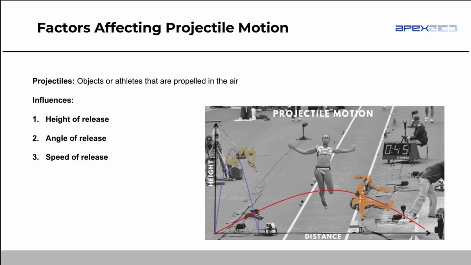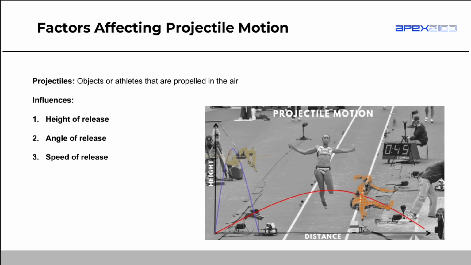So the height of release. If we're thinking about this example here, we've got the high jumper and the long jumper. Now the height of release is going to be the same if we're talking about moving an athlete. It's always going to be the floor, right? The person is always leaving from the floor. So in the long jump or the high jump, the height of release is going to be the same. It's the floor. You can see that they're both coming from zero height of release there in this graph.